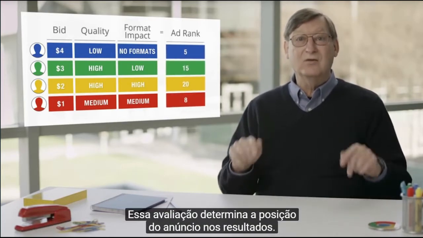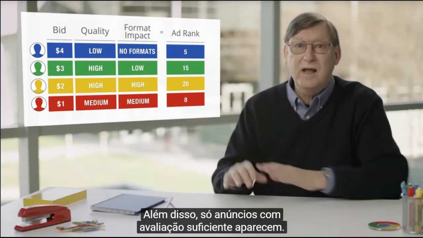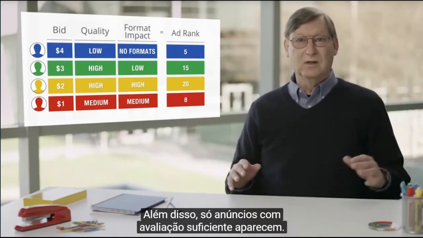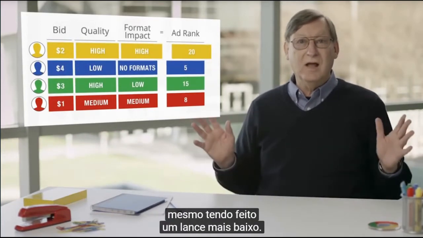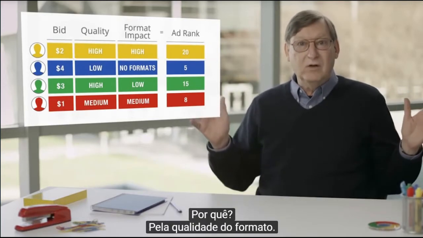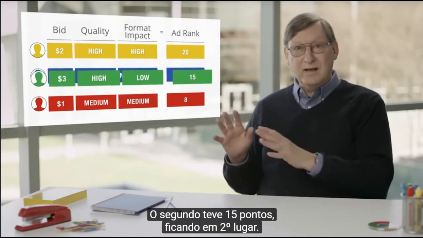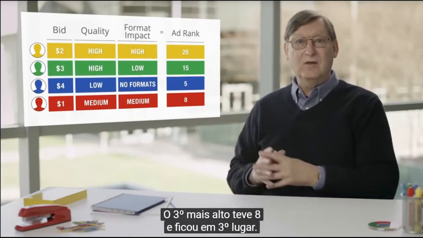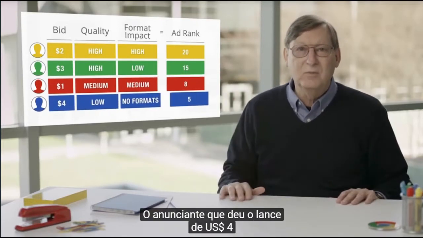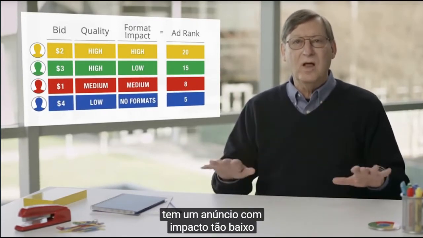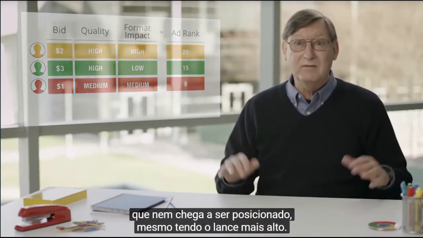It's this ad rank score that determines ad position on the results page. And in addition, only ads with sufficiently high rank appear at all. So with this ad, with an ad rank of 20, it gets first position, even though it has a lower bid. Why? Because of its quality and formats. The second highest ad rank is 15, so that ad gets position 2. And the third highest ad is 8, and it lands in position 3. The advertiser up here, who's bidding $4, has such a low quality and format impact that it doesn't get a position on the page at all, despite having the highest bid.